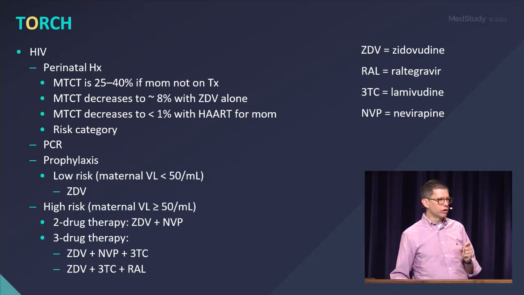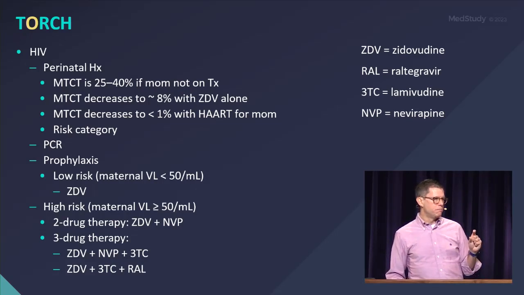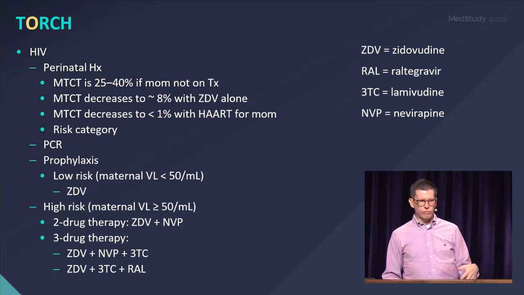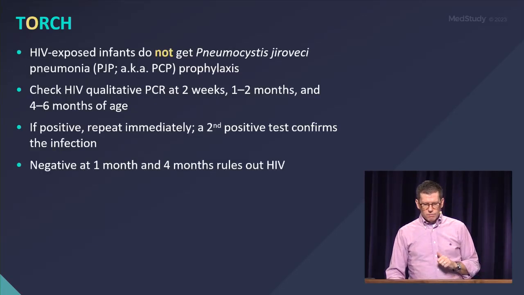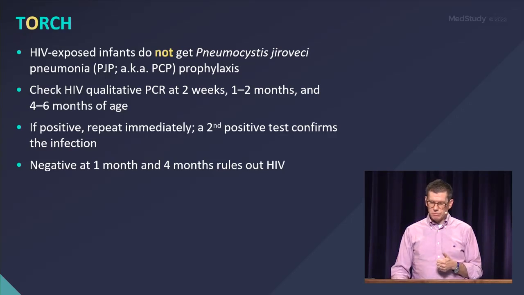And the reason that matters is what we're going to use for preventative therapy on baby. If baby's low risk, we're going to use monotherapy with zidovudine, usually for 4 weeks. And if baby's high risk because of mom's viral load, we typically do 2 to 3 drug therapy, more commonly 3 drug therapy. Oftentimes we'll do that for about 6 weeks total. Usually with zidovudine, lamivudine, and nevirapine. HIV-exposed babies do not get pneumocystis prophylaxis, so you don't need to start them on TMP-SMX.